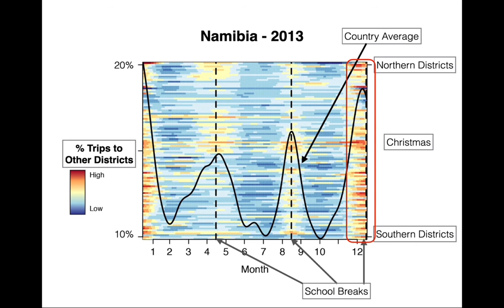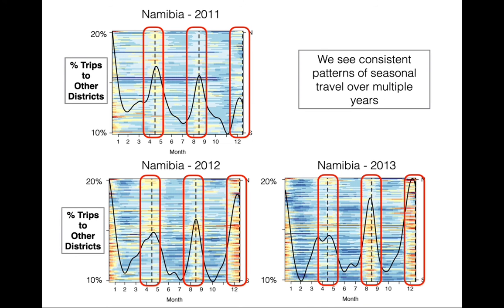The black line is the country average, and the first thing we can see is that there are peaks of travel between districts during school breaks, shown in dashed lines, including the Christmas holiday, shown at the end of the plot, with Christmas showing the largest peak in travel between districts. We saw less of an effect of travel during the wet and dry season. We also saw consistent patterns between years, with data from 2011 to 2013 all showing similar patterns with increases in travel during school breaks, with the largest increases often occurring in December and January.